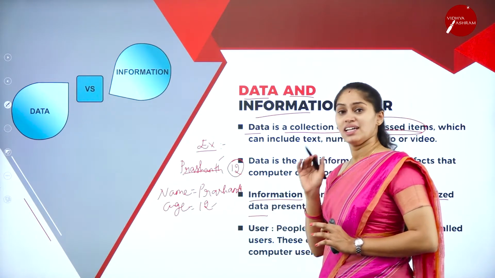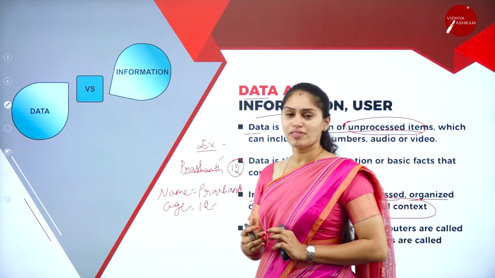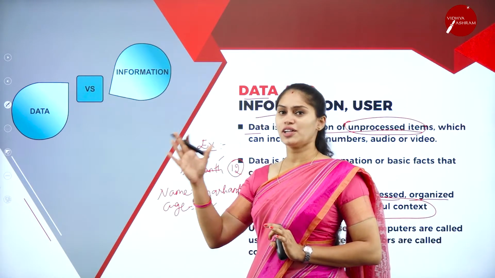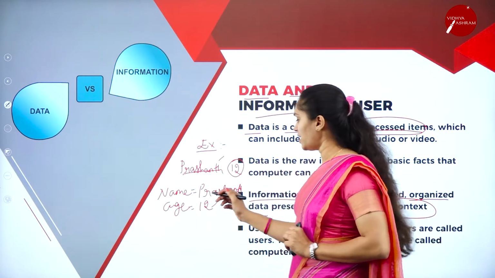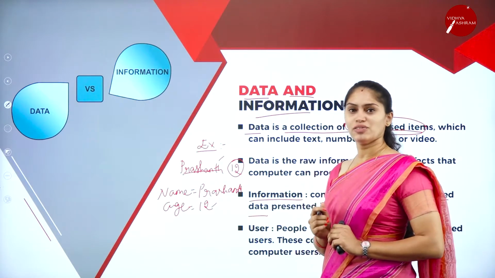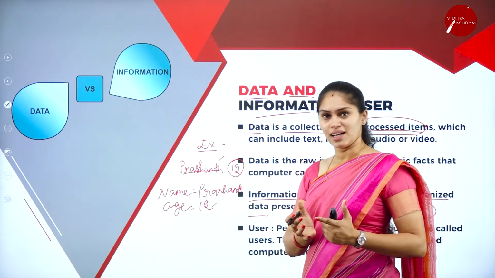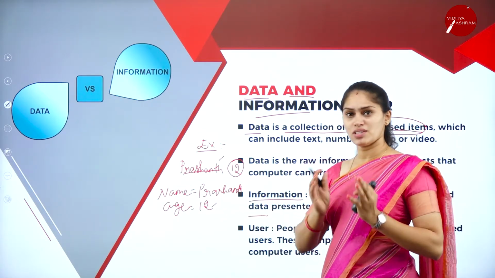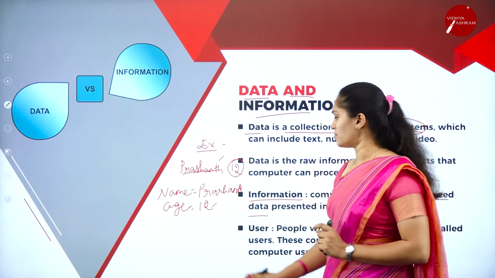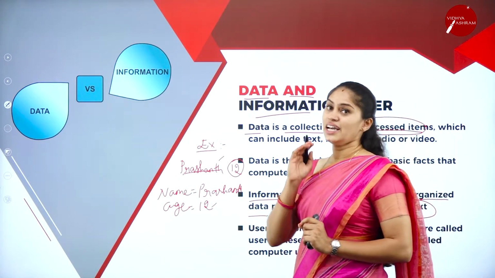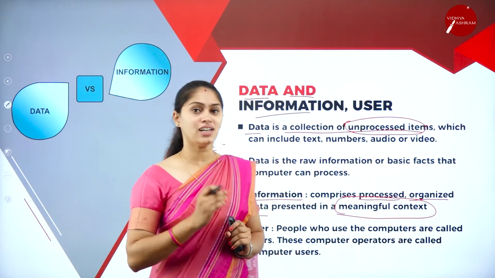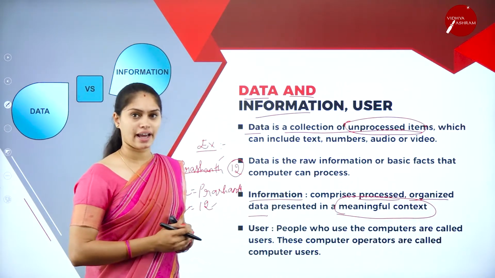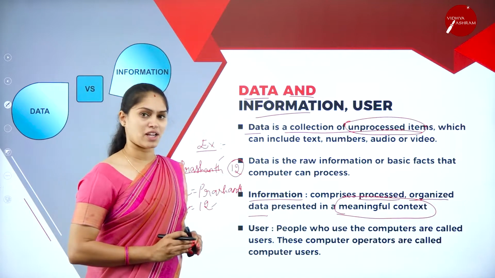So this is nothing but data. Data are the raw facts that need to be processed in order to get a meaningful context. But when it comes to information, information is processed data. So here I have data which is in processed form and well organized form, so that I can call this information, which is used to take further decisions or actions. So that is information.